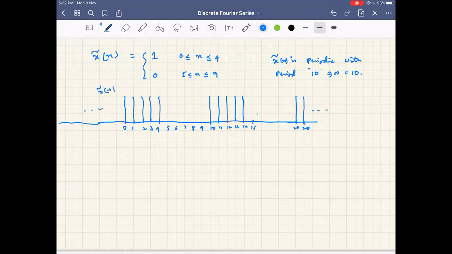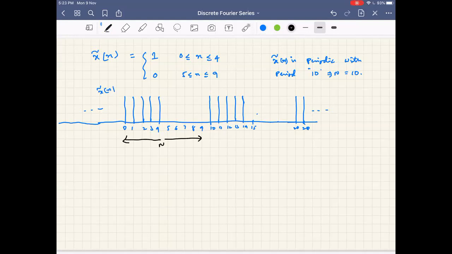If you want to analyze the signal as given by the discrete Fourier series definition, it is good enough to look at one period, 0 to N minus 1. So hence this is one period.